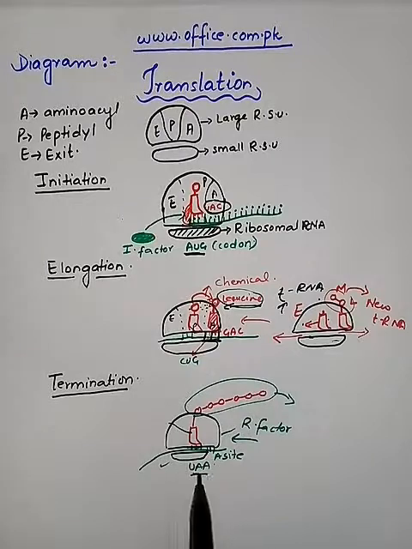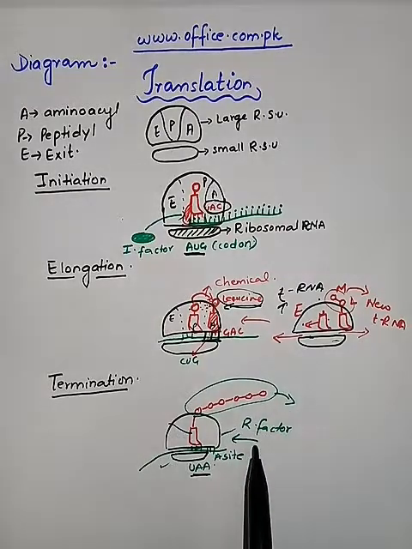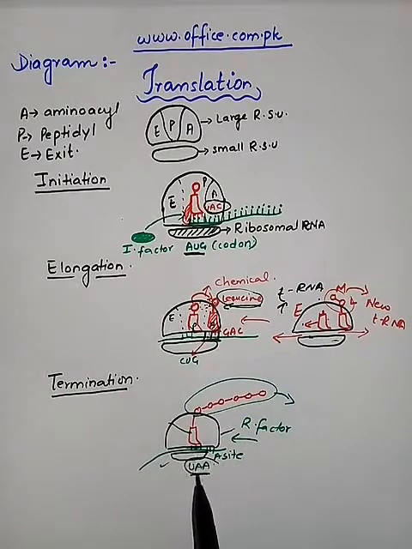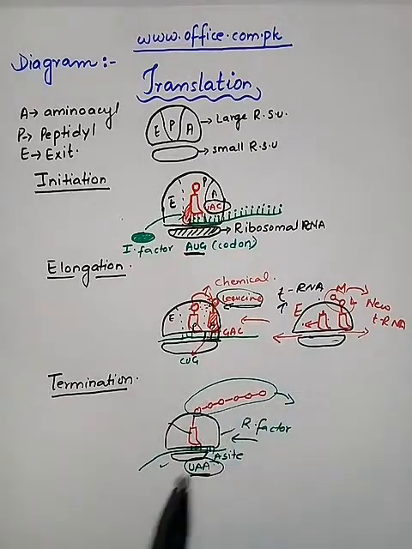When the nonsense codon arrives, there is the termination. The release factor will recognize this sequence and it will break the whole complex and the polypeptide chain is released. I hope the diagram is clear to all of you. That was all about translation.